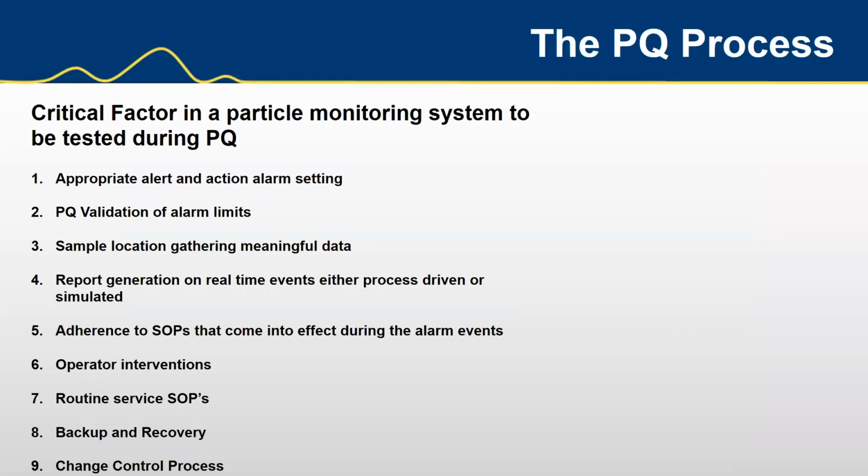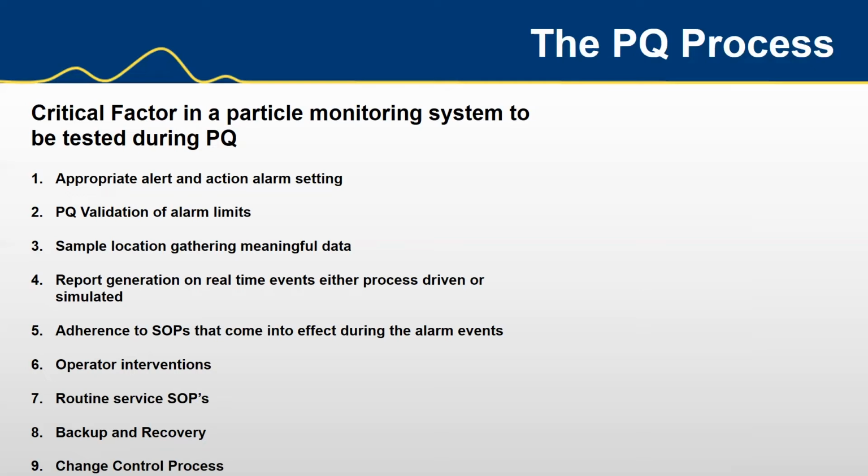Number 3, sample location, gathering meaningful data. Are the sensors in the best place? We should have already gone through that in your risk assessment, and PQ should verify that and make sure the sensors are gathering appropriate data based on location. And there's nothing wrong with relocating if you feel you're not getting the best. That's definitely an option. In fact, that's what the PQ is for, the last minute changes before you go operational.